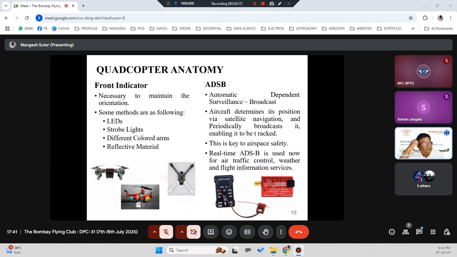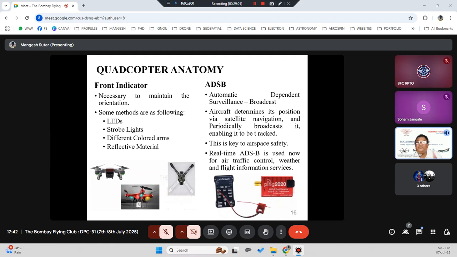Okay, now drones will have such things, like you would have seen DJI drones, even agriculture drones. They have some kind of orientation or planning. So you need to know what is the front side of your drone, what is the back side, and what is the left and right of your drone. There will be some markings on it, or there might be some kind of LEDs or strobe lights on the drones to identify the front side and back side.